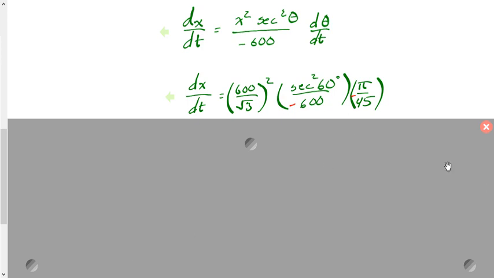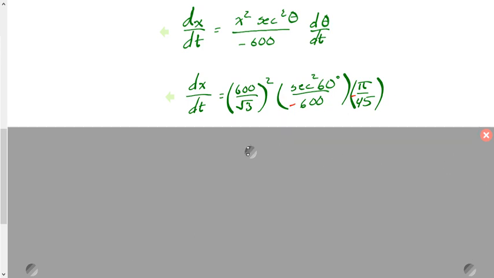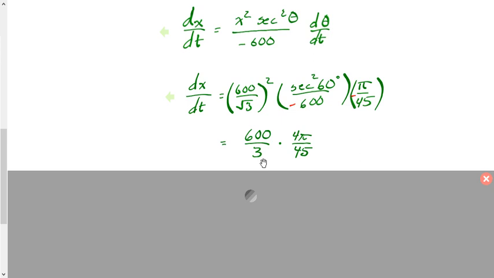Then as I evaluate here, what have I done? Well, if I square this, squaring this square root of 3 gives me a 3. This 600 is squared, but it's also divided by a 600. So I just reduce that to leave me with the 600 in the numerator. And secant squared of 60 degrees is equal to 4.